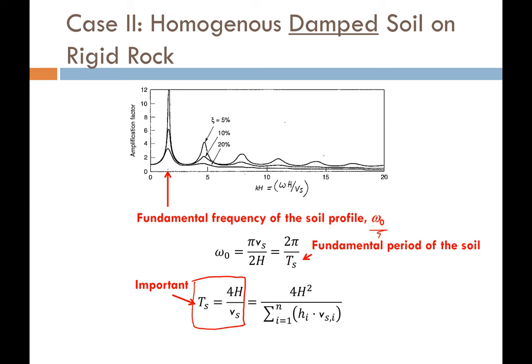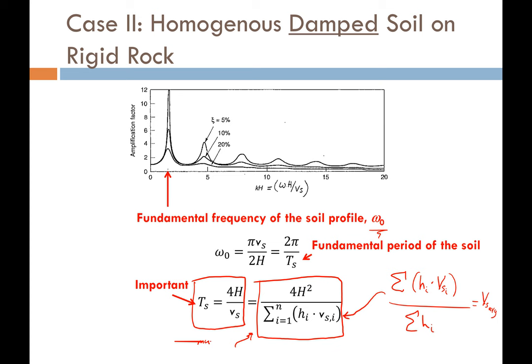If I have a multi-layer soil system, then I can use just a simple arithmetic mean to approximate this shear wave velocity. So you'll recall that the arithmetic mean is going to be the summation of the thickness of a particular soil layer times its corresponding shear wave velocity, all divided by the summation of the thicknesses of the soil layers. So it's just the weighted average based on the thickness of the soil layer. So if I plug that in for our shear wave velocity, that's where I get this equation right here. So this is what I would use if I had a multi-layer system.